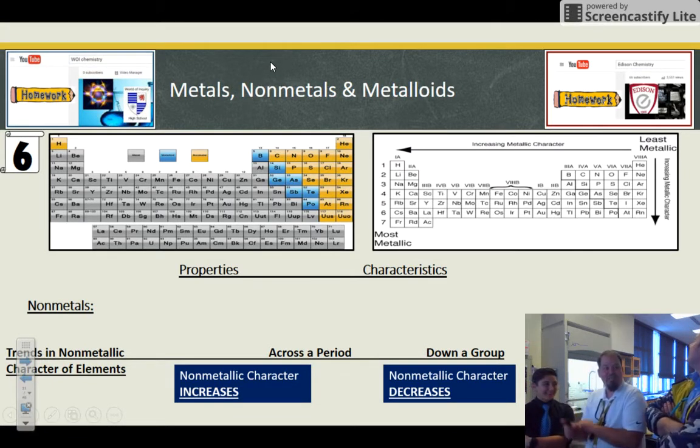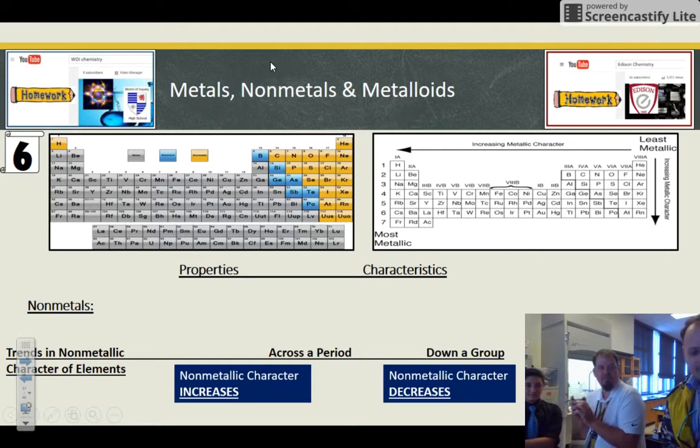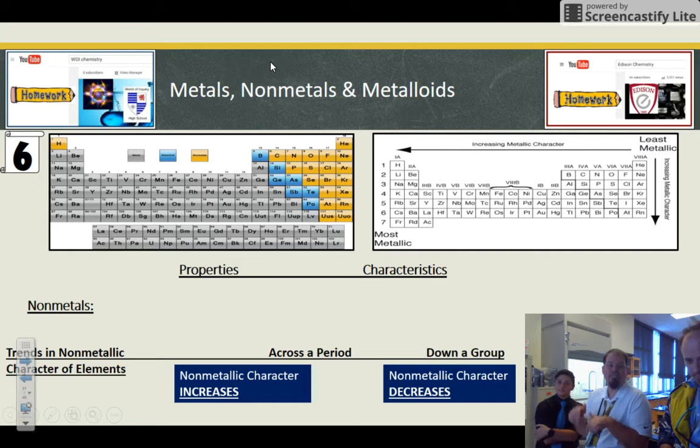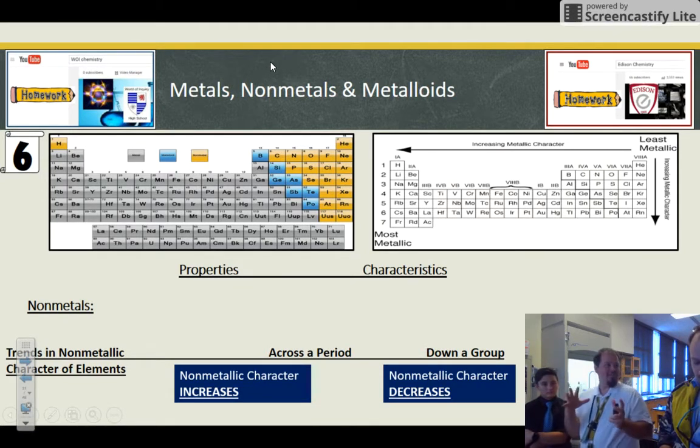Okay, so the trends: as I move across the periodic table, my non-metallic character increases. As I go down a group, my non-metal character decreases because they want to gain electrons, and the bigger they get, the harder it is for them to gain electrons because the positive nucleus gets shielded.